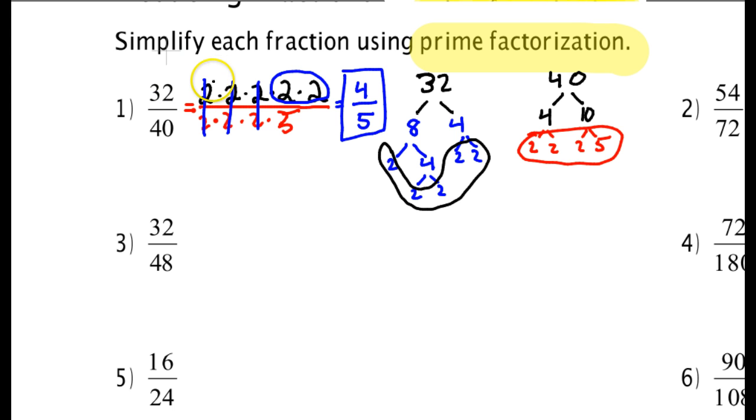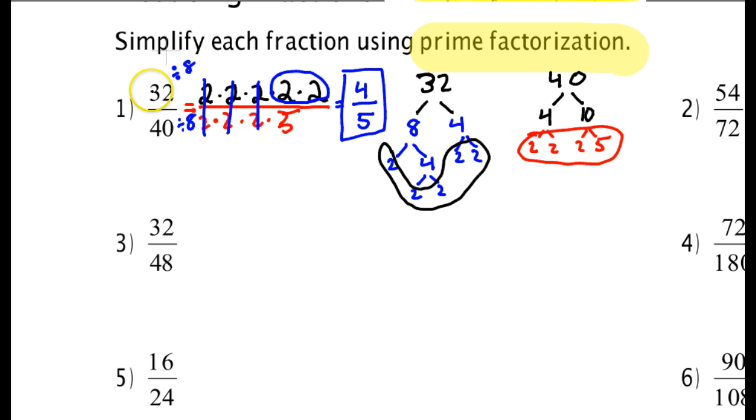Now, you see how we canceled out 2 times 2 times 2? What's 2 times 2 times 2? 8. That means another way of doing this would be to divide top and bottom by 8. But the problem is we don't know that just by looking at it. That's why this method works all the time.